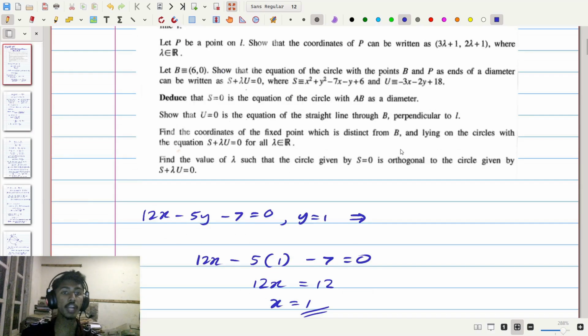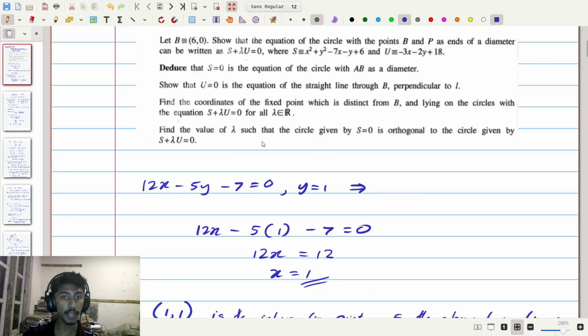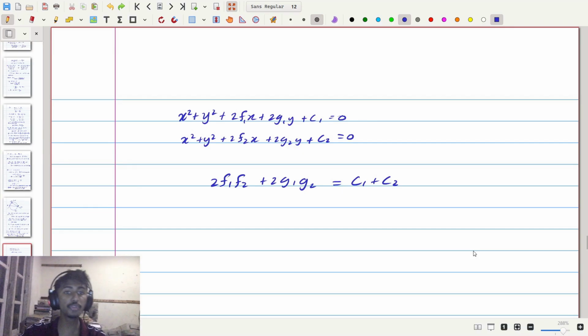Now we can finally move on to the last part of the question, which says, find the value of lambda such that the circle given by S equals 0 is orthogonal to the circle given by S plus lambda U equals 0. Now for this, we need to know that if you have two circles of the form x squared plus y squared plus 2f1x plus 2g1y plus c1 equals 0 and x squared plus y squared plus 2f2x plus 2g2y plus c2 equals 0, then the two circles will intersect orthogonally if 2f1f2 plus 2g1g2 is equal to c1 plus c2.